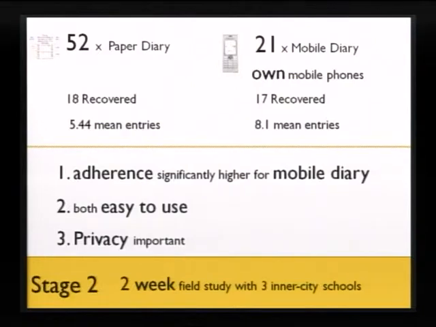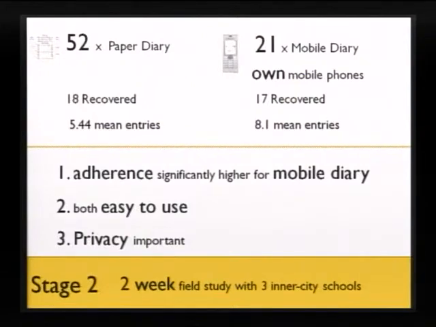Following this then, we did a school-based study where 2 schools were given a paper diary where the children were asked to fill out a diary entry every day, and 1 school, the children were given the mobile phone version of the diary. So first of all, you see that of 52 paper diaries we gave out, 18 were recovered. So this would be about the norm for paper diaries. So you're going to get very few of them back in the first place before you can even start looking at how many of them have got entries on them.